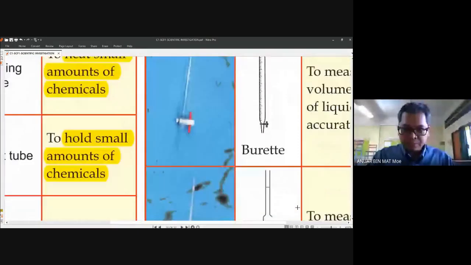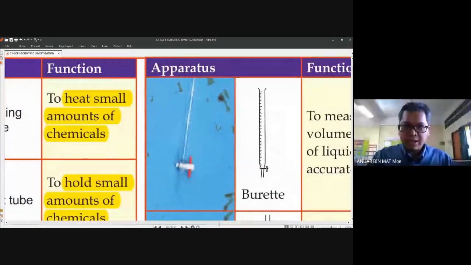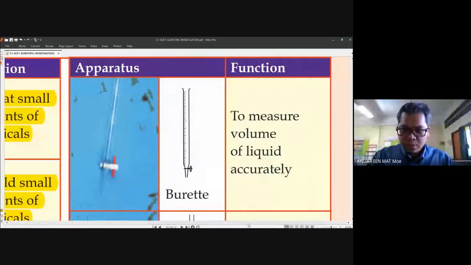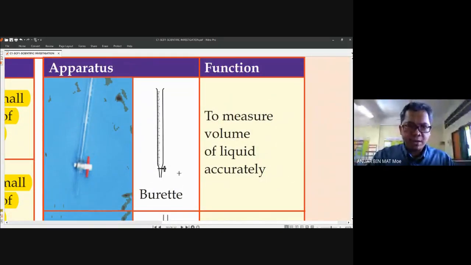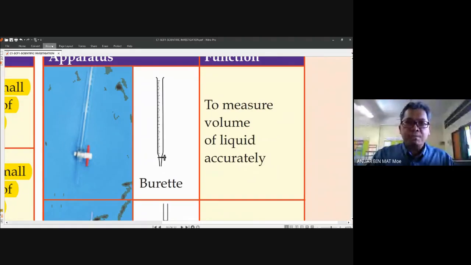We continue to the next apparatus. Okay, this one we call a Buret. What is the function of the Buret here? Also to measure the volume of liquid. The function is the same as the measuring cylinder, but we use the Buret to measure the volume more accurately.